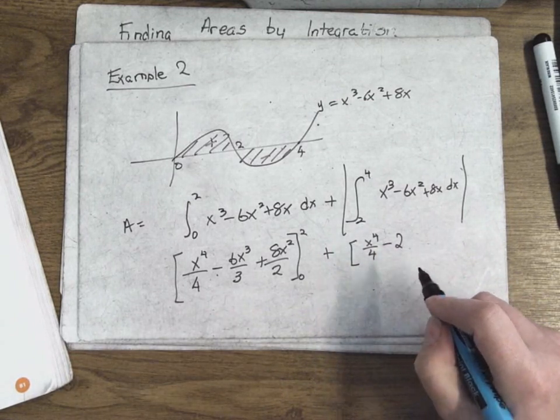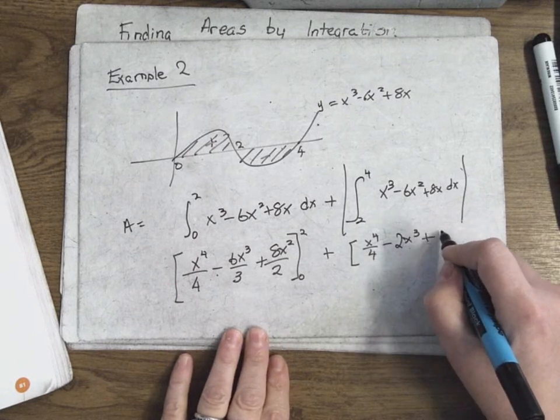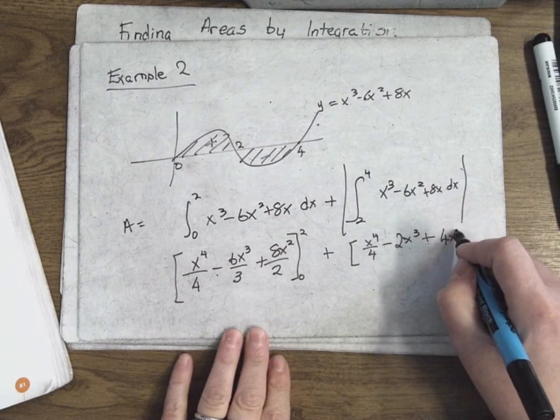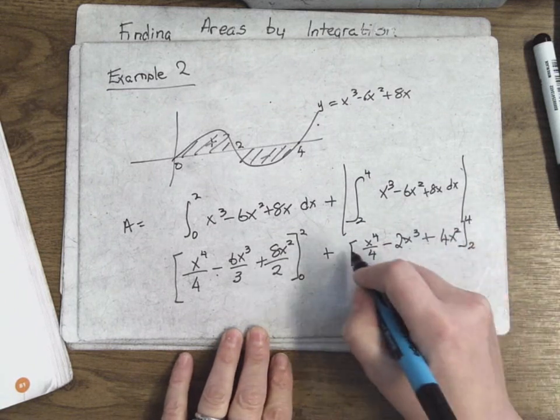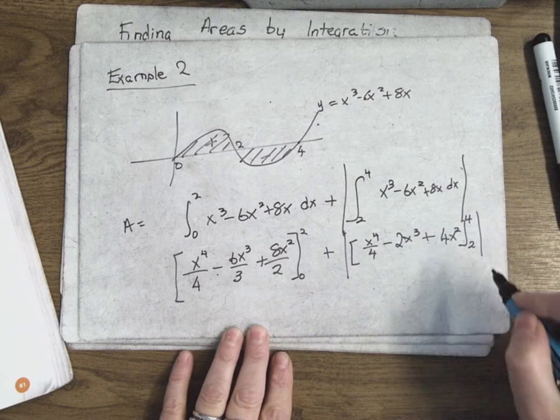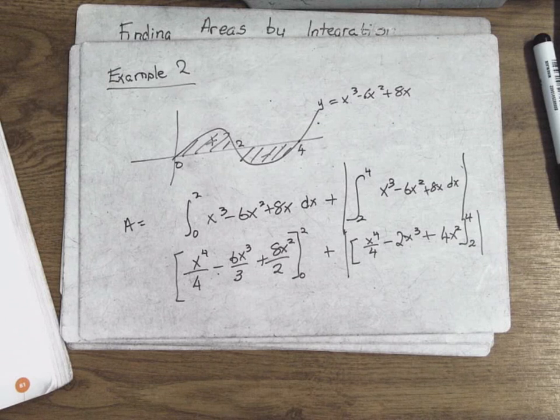I'll just simplify that, that's minus 2x cubed plus 4x squared, so I just simplified it in there, from 2 to 4. And 2 straight lines, so I know to take the positive value of that answer, because it's going to turn out to be negative. And if it doesn't turn out to be negative, I've gone wrong.